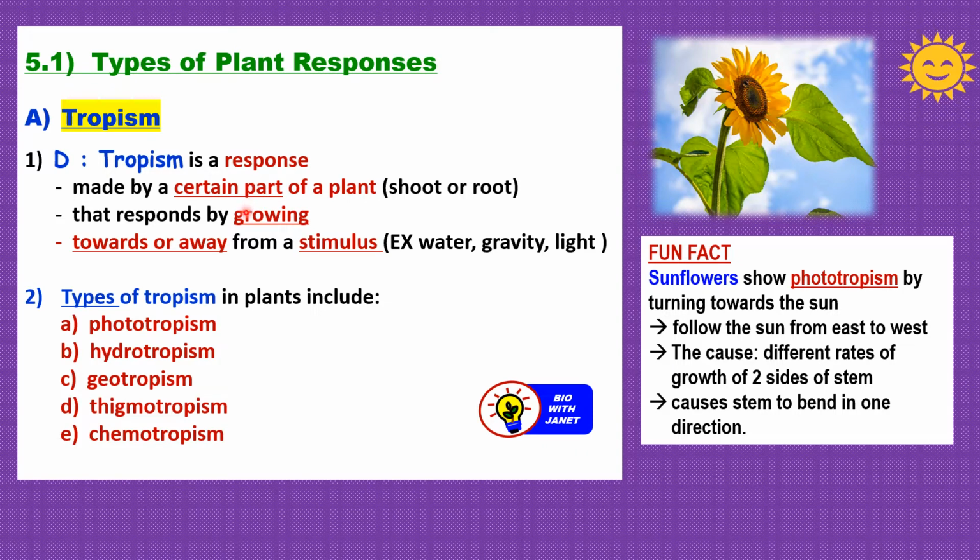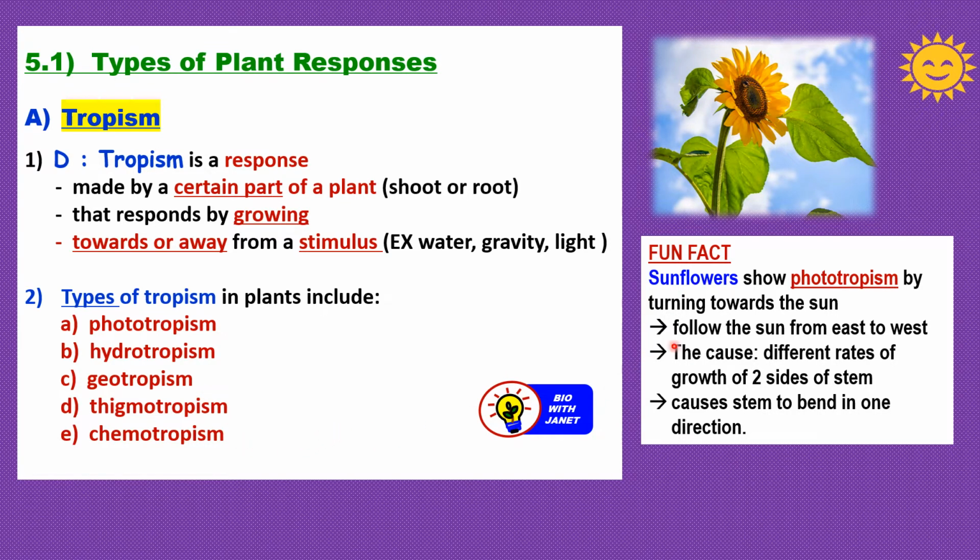Tropism is a response made by a certain part of a plant, such as the root or shoot, that responds by growing, must mention the word growing, towards or away from a stimulus, such as water, gravity, or light. So only a part of the plant is responding, and it either grows towards or away from the stimulus. That is tropism. So the types of tropism that we're going to discuss are phototropism, hydrotropism, geotropism, thigmotropism, and chemotropism.